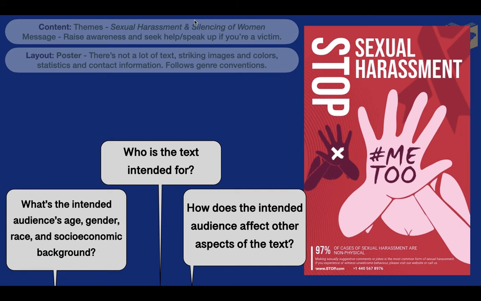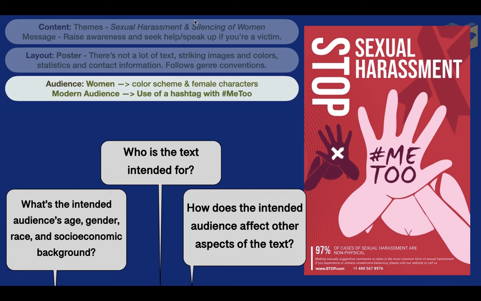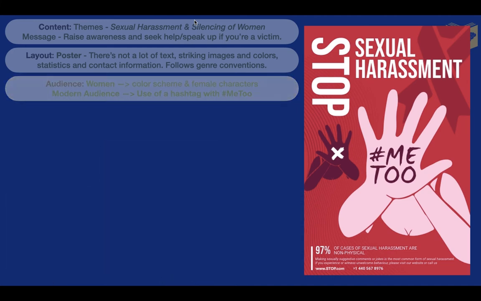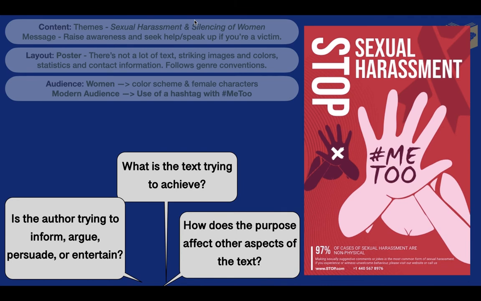I'd also argue that it is aimed at younger, more modern audiences, as it uses a hashtag, which modern audiences on Twitter would be familiar with. Again, I'll make sure to write my notes. Moving on, I think about the P in Clapstone, the purpose. I can think about what the text is trying to achieve, whether it's to inform, argue, persuade, or entertain.